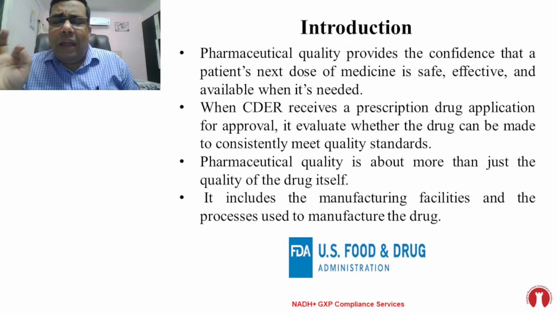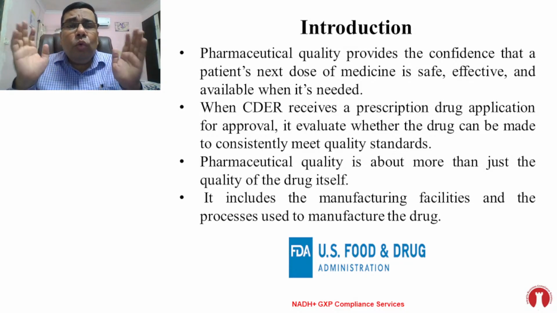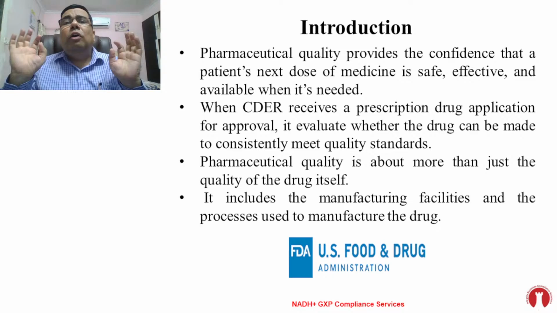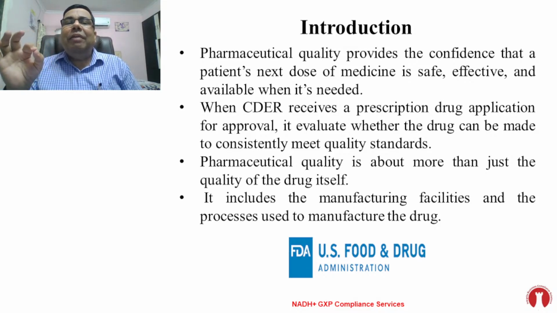Very simple. I put this in bullet points to make it easy for you. Pharmaceutical quality is about more than just the quality of a drug itself, correct? It includes the manufacturing facilities and the processes used to manufacture the drug. So whenever we discuss pharmaceutical quality, it includes the evaluation of the manufacturing facility and manufacturing process also. Hope it is clear to you. It is very simple, just an introduction, so I am not putting much here.